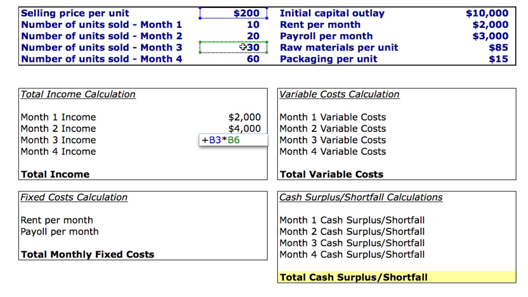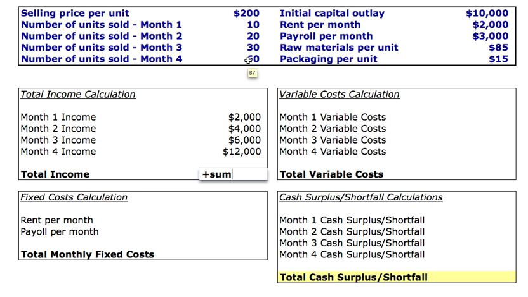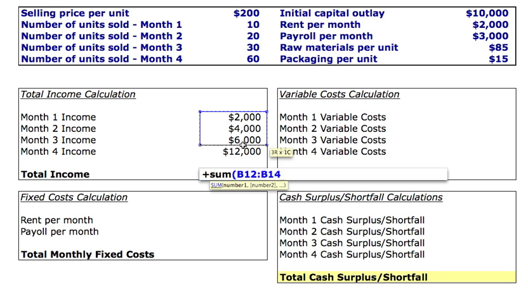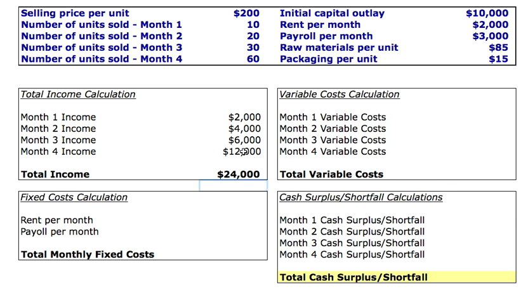Month 3 down here. And for month 4, the selling price per unit times the 60 units sold gives us $12,000 in month 4. Then what we're going to do is add all of the income numbers up over the first 4 months to arrive at $24,000.